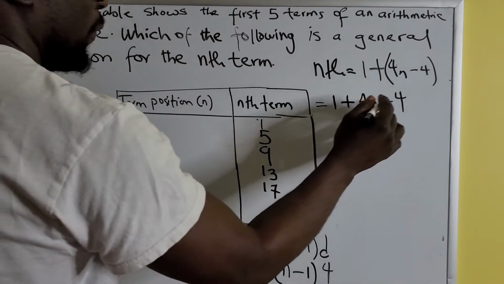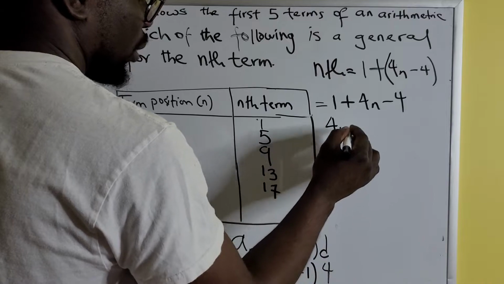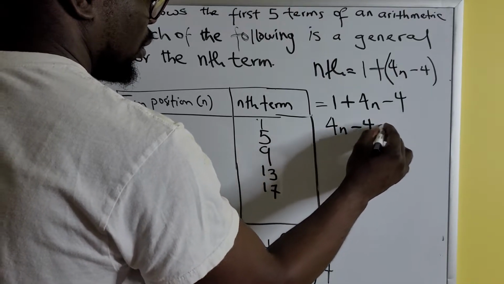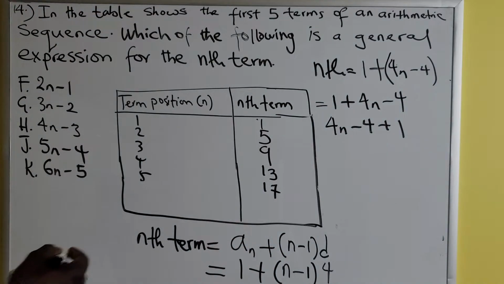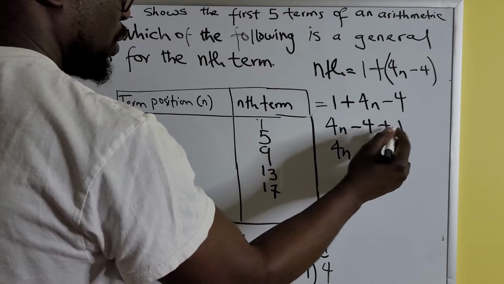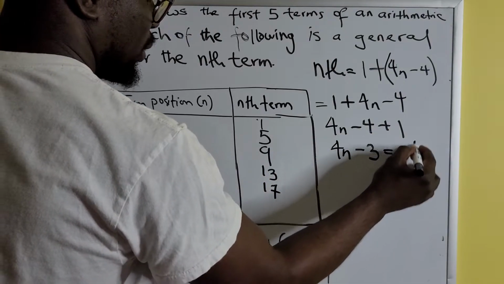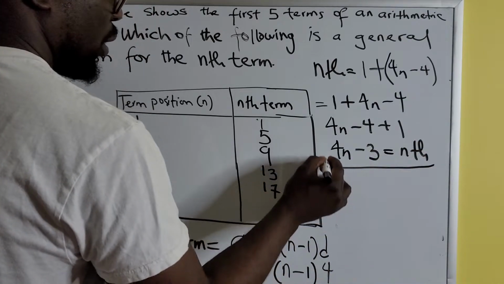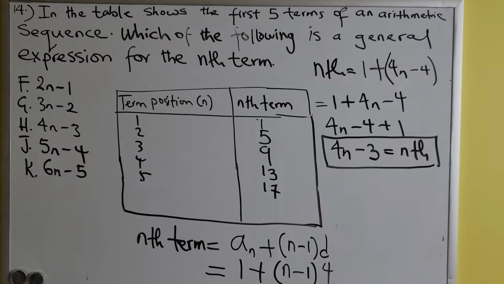So if you rearrange this, what you actually have is 4n, minus 4 plus 1. So if you do that, you have 4n minus 4 plus 1 is minus 3. And that is the nth term. So your answer here is 4n minus 3, which is h. That's your answer.